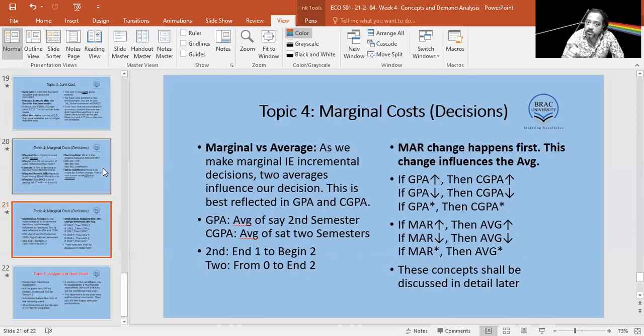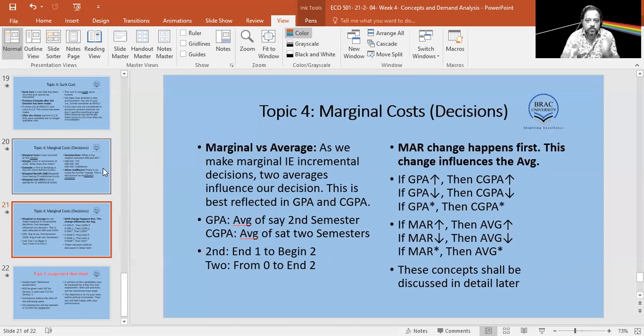How do we calculate CGPA? We calculate CGPA for integer units. If we say 2 units, 2 semesters CGPA, then we are calculating from 0 to the end of the 2 semesters. If we say what is your GPA in the second semester, second, not 2 semesters, then we are making a marginal decision. We're going from beginning of one unit to the end of another unit. So the second semester would be the end of first semester to the end of second semester.